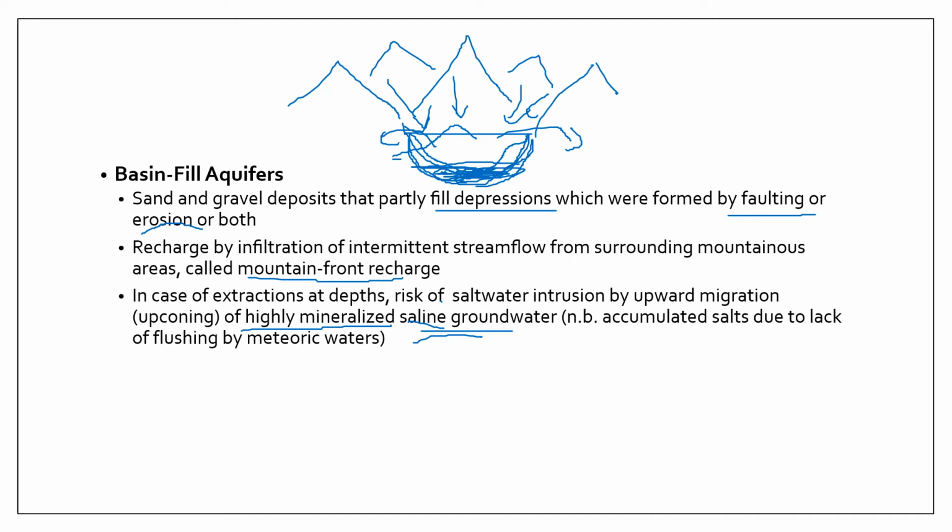And once over-extraction happens, or once a deep well taps into the bottom of a basin fill aquifer, this can inevitably lead to the upward migration of concentrated minerals, including salts, and this can contaminate your upper parts containing fresh water.